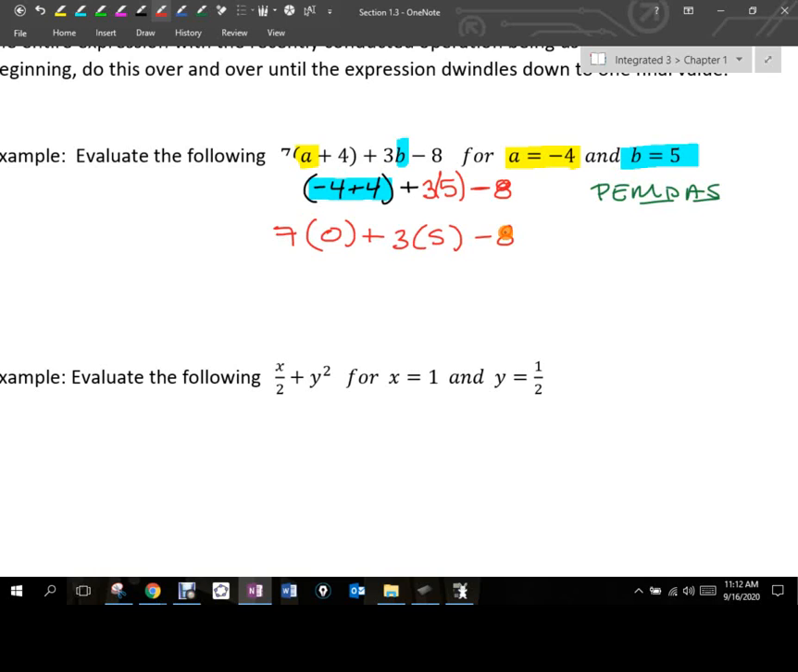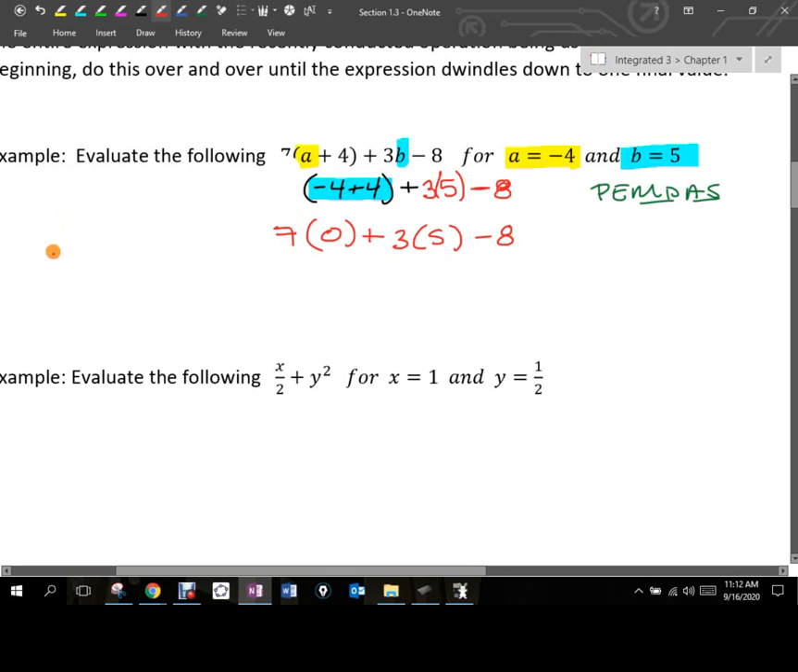Go to exponents. Are there any exponents? No. Multiply or divide, left to right. Is there any multiplication? Yes. So the multiplication occurs right here, right? Left to right, that's the first instance. So what's 0 times 7? 0, right? Now, traditionally, in my example, I would write this, and that's the only thing that changed.